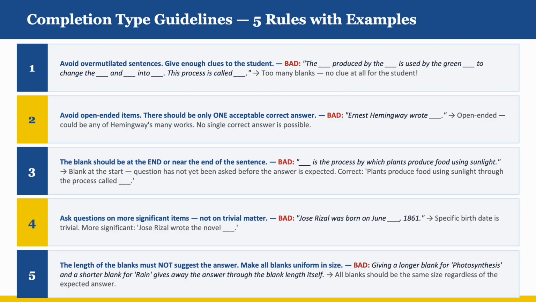Okay, here are the 5 guidelines for constructing a good completion test. Rule number 1, avoid over-mutilated sentences. Don't put so many blanks that students have no idea what's being asked. Like the bad example: the blank produced by the blank is used by the green blank to change the blank and blank into blank. This process is called blank.